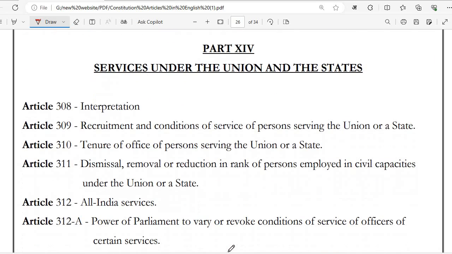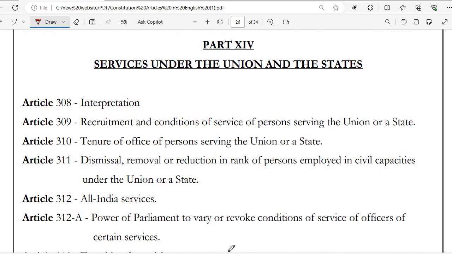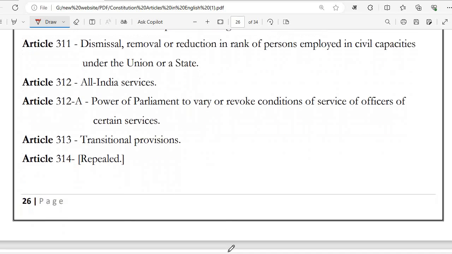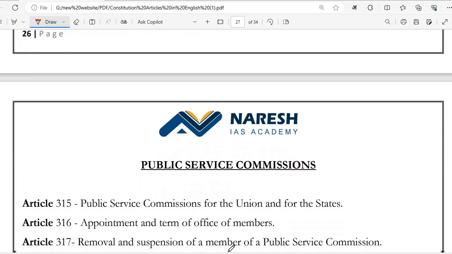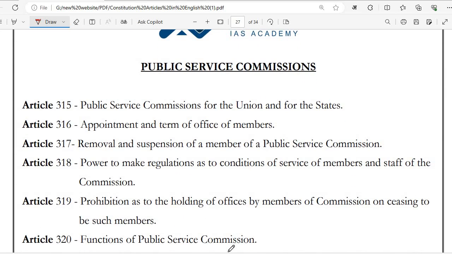Next, services under the Union and state. So now you should know Article 312, All India Services, and there are only 3 All India Services: IAS, IPS and Indian Forest Service. And different provisions about the All India Services. Okay, Article 315, Public Service Commission.